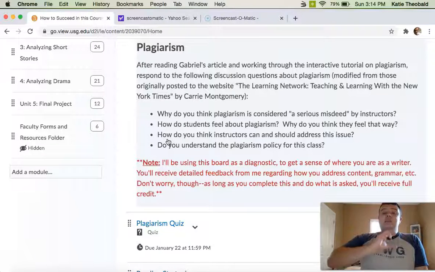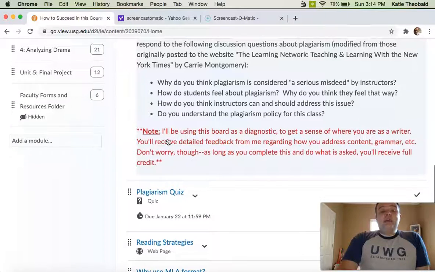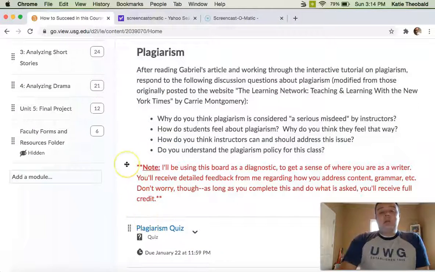Again, it's a diagnostic. If you do it, you get 100. And of course, I'll give you detailed feedback and give you things to think about as you move into future discussion boards and, of course, into your essays and things later on in the semester. So that is going to be the next thing you're really going to want to keep in mind after completing the couple of introductory assignments for this week.